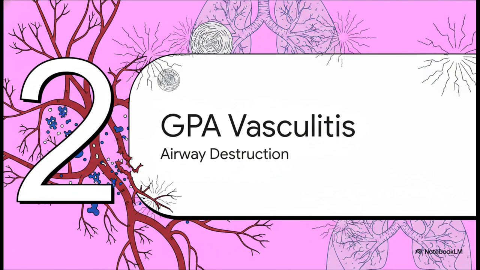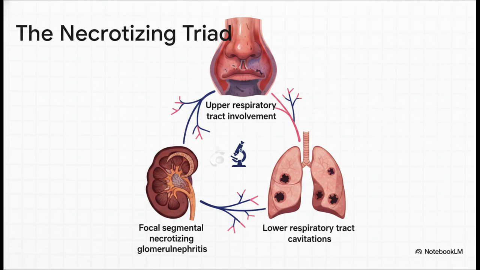Module 2, granulomatosis with polyangiitis and otolaryngologic destruction. Moving on to the small vessel vasculitis, we're going to map out the aggressive systemic reach of this disease. Granulomatosis with polyangiitis, or GPA, is defined by a highly specific necrotizing triad. First, you have severe upper respiratory tract involvement. Second, lower respiratory tract cavitations, and these frequently bleed, causing hemoptysis. And third, renal involvement, manifesting as focal segmental necrotizing glomerulonephritis with crescents.